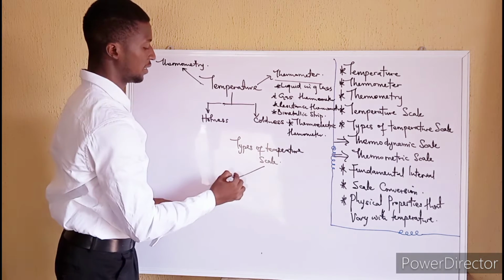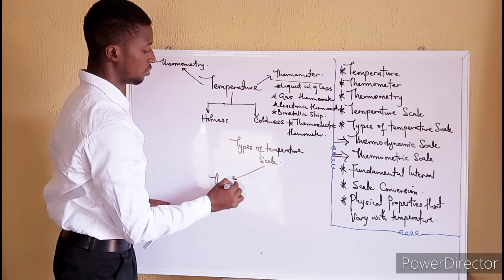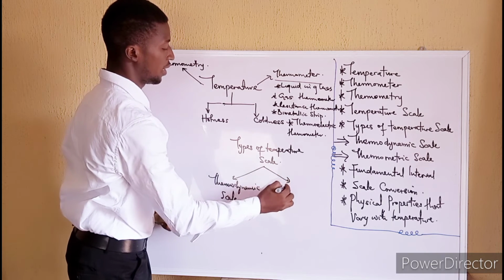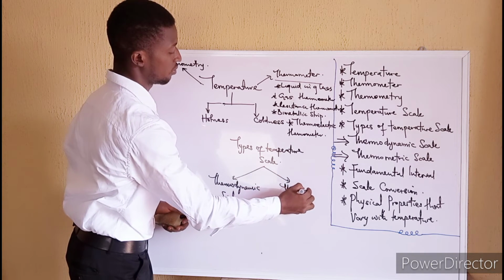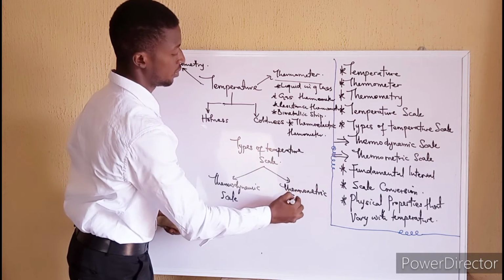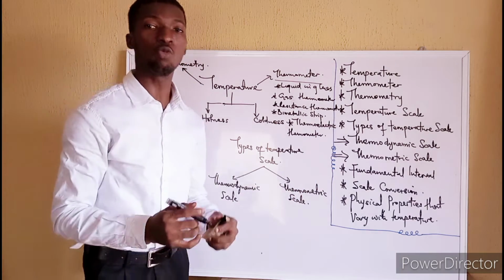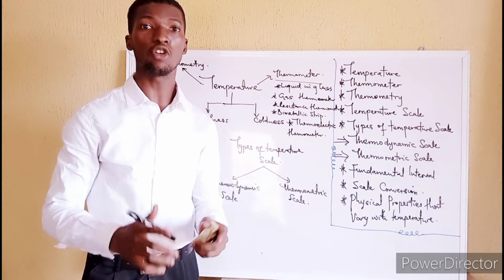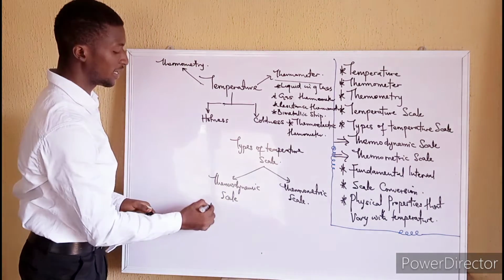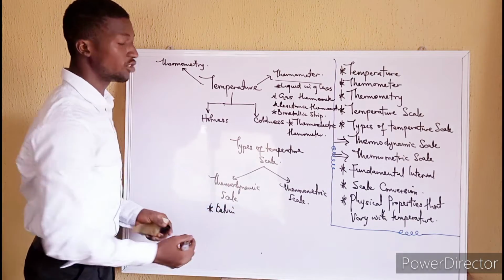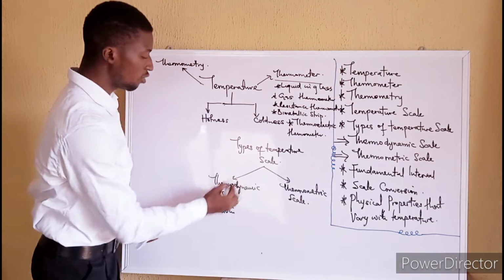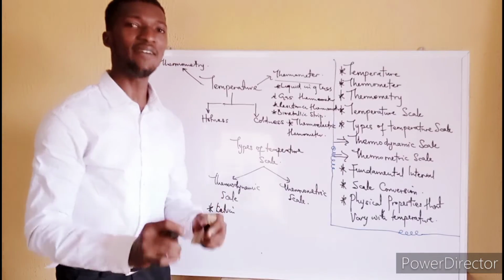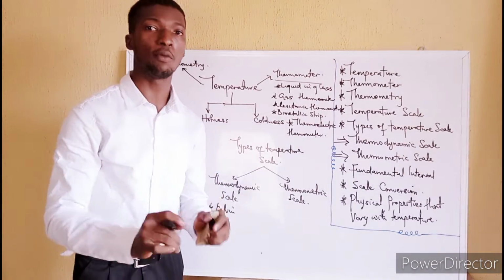We have the thermodynamic scale, and we have the thermometric scale. Now, the thermodynamic scale is what is used generally, or scientifically, for temperature measurement, and it is always in Kelvin. This thermodynamic scale has just one fixed point, and that fixed point is the triple point of water.